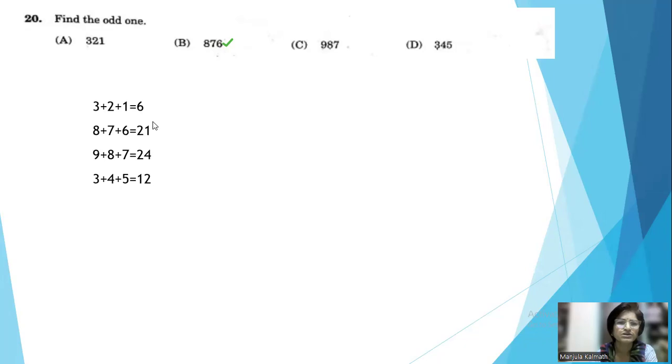And one more thing, all these are divisible by 6. 6 ones are, 6 twos are, 6 fours are, and this one is 21, which is not divisible. So the answer for this is 876. So next we have to move to the next question here.